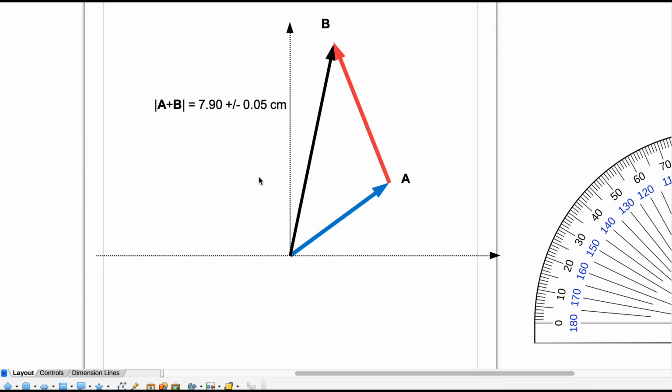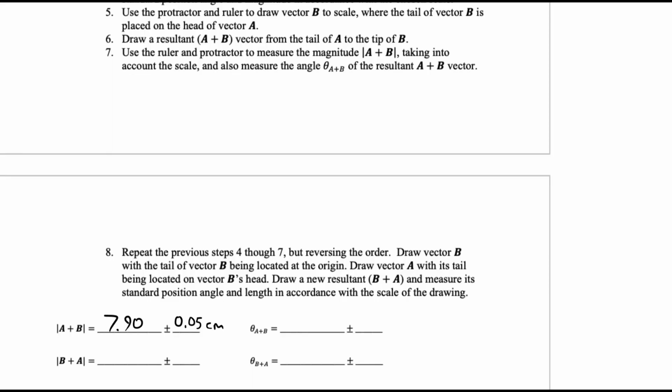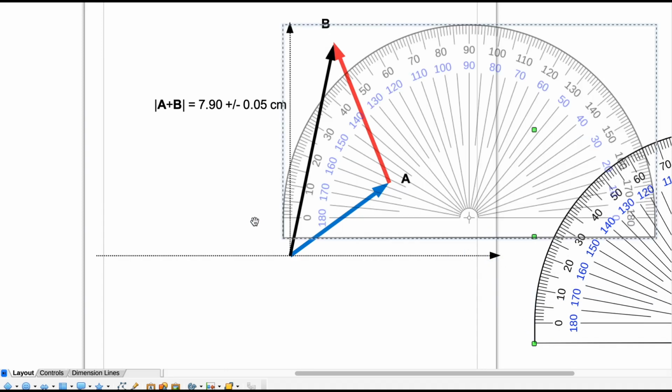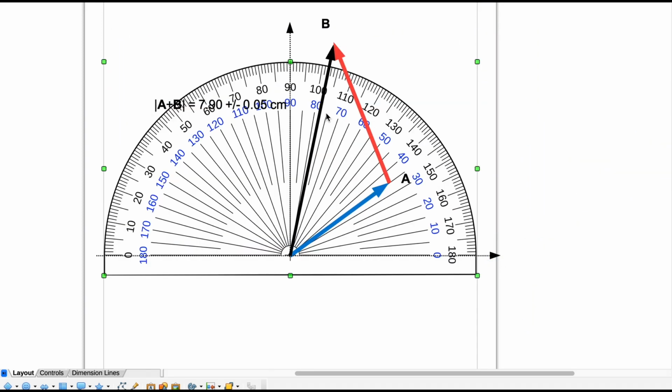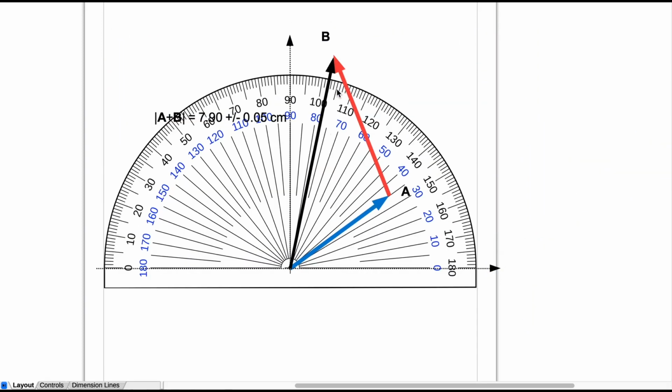So measuring the length of the resultant A plus B, I got 7.90 plus or minus 0.05 centimeters. I now have to measure the angle of the resultant. To do that, we'll bring the protractor, and the angle here looks like 77.8 perhaps.